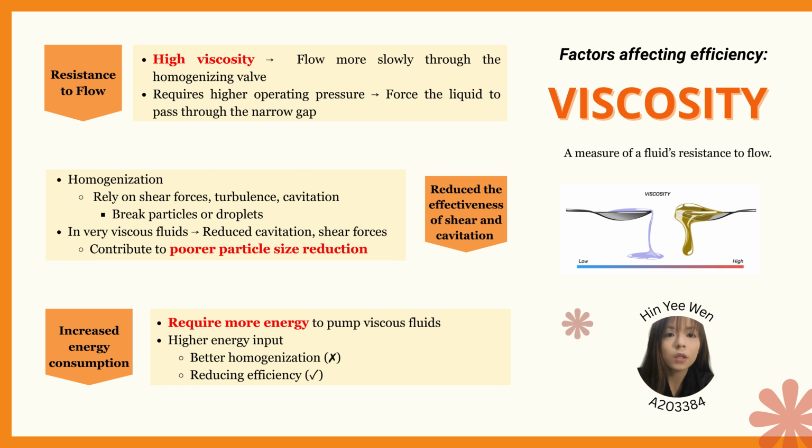High viscosity fluid will flow more slowly through the homogenizing valve. A higher operating pressure is required to force the liquid to pass through the narrow gap. Therefore, longer time is needed to pump the fluid and thus reduce the efficiency.